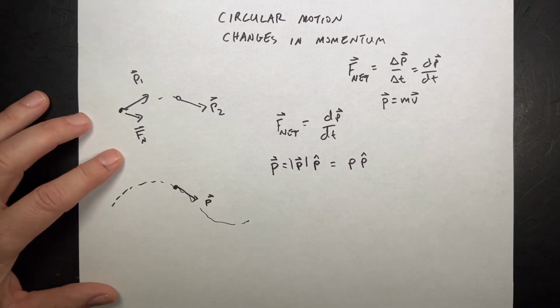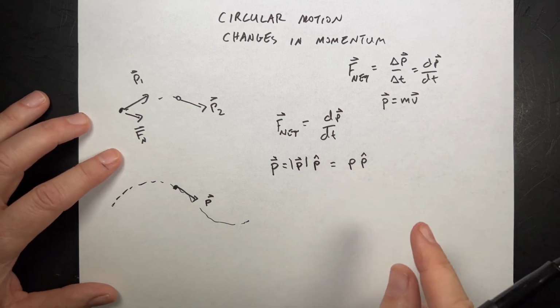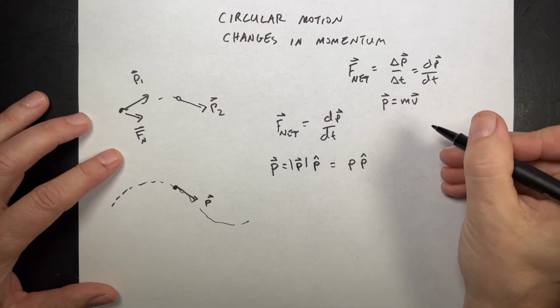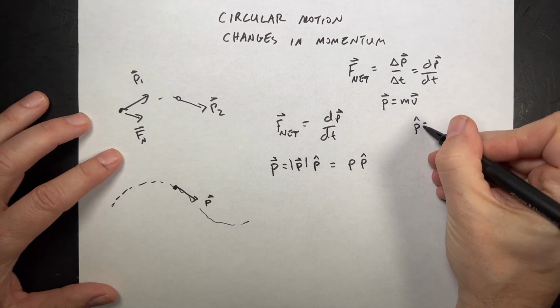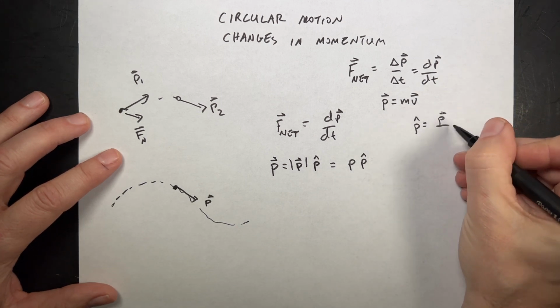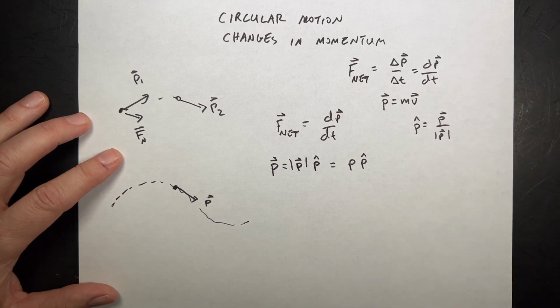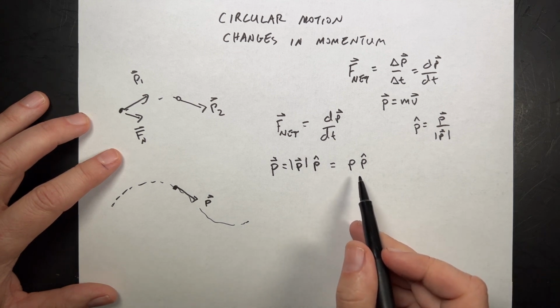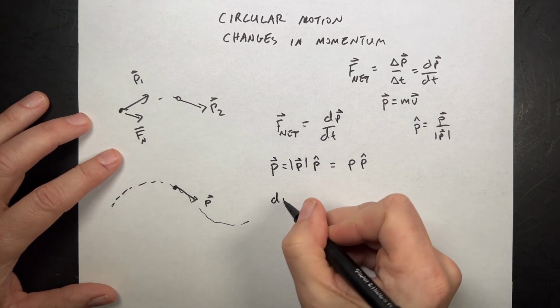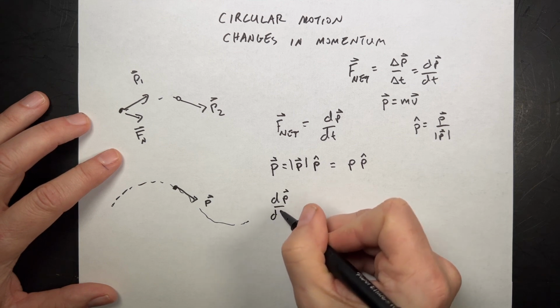Any vector you can write as its magnitude times a unit vector because of the definition of unit vectors. Remember, we define a unit vector p hat as the vector p divided by the magnitude of p. And so then if I had to solve for p, that's all I have to do. That's how I get that. But now in this form, I can actually take the derivative. So let's take the derivative of p with respect to t.